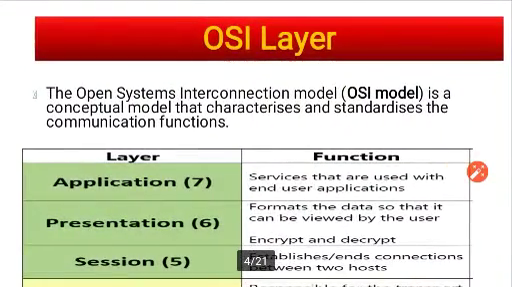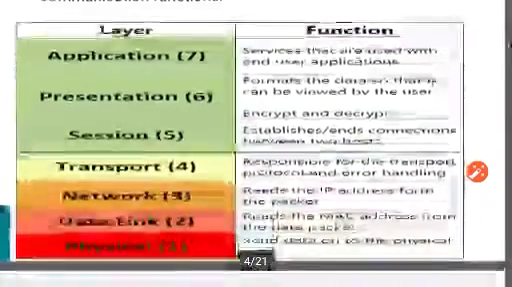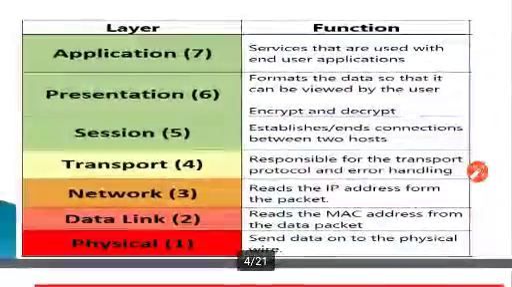Let us see what is the OSI layer. It stands for Open Systems Interconnection Model, and it is a conceptual model that characterizes and standardizes the communication functions. Basically, it divides the whole system of networking into 7 layers. Let us see what are the different 7 layers that we have, starting with the physical layer.